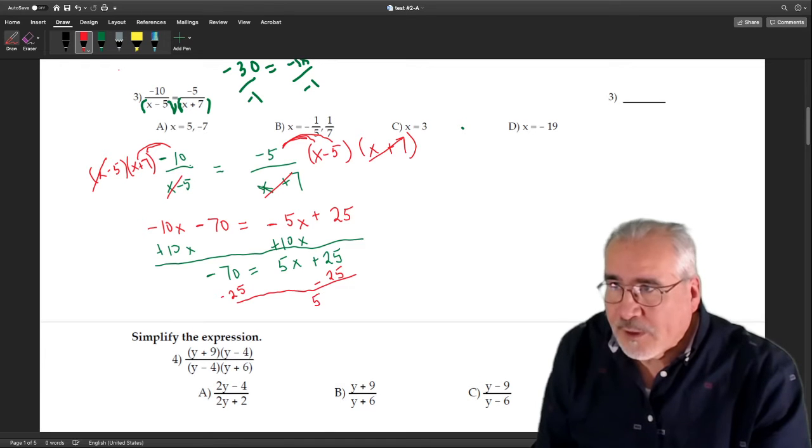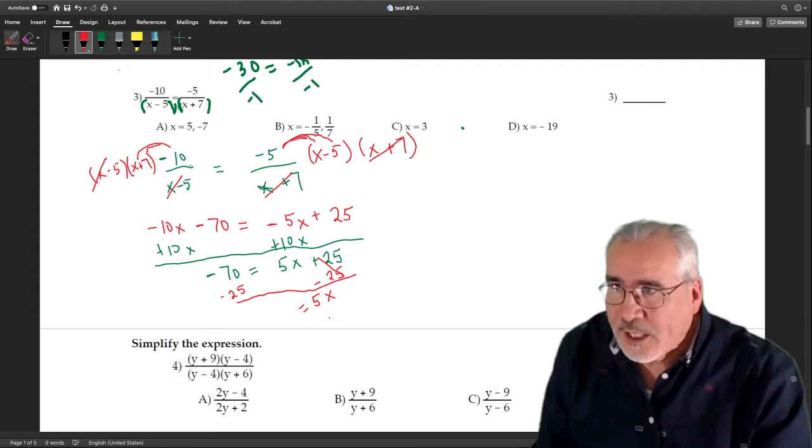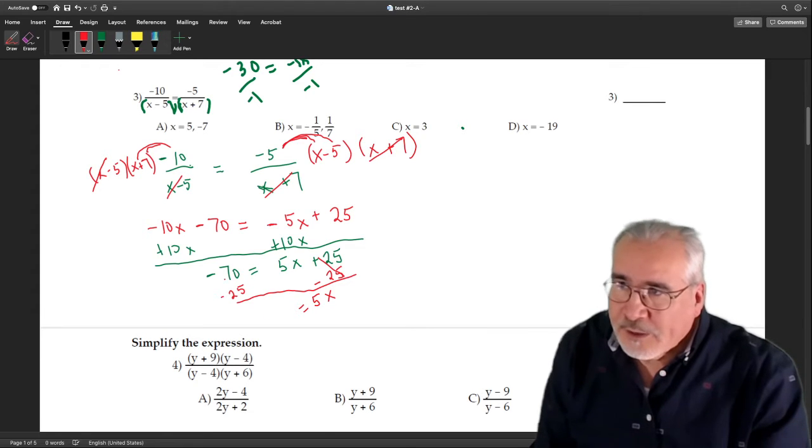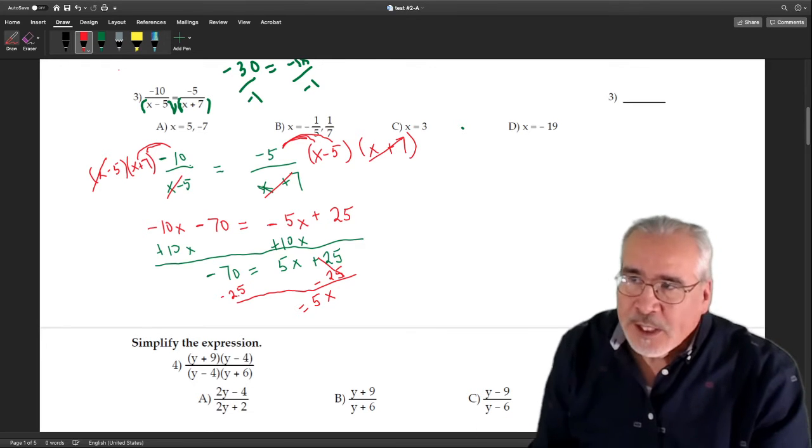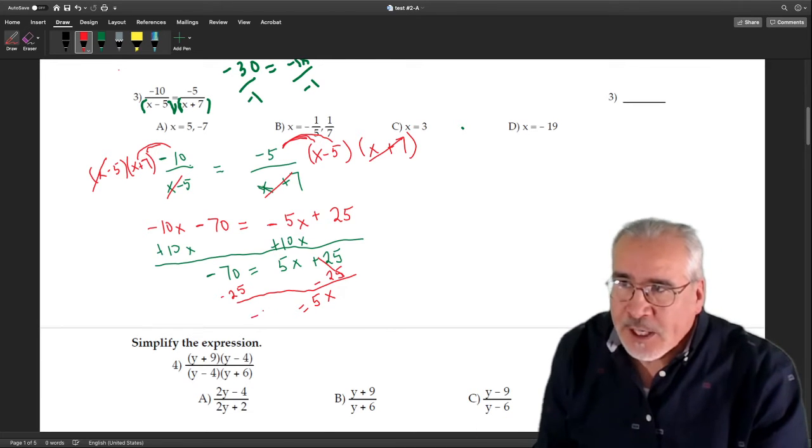So that gives us 5x on the right side. Right, these are going to cancel. And on the left side, negative 70, negative 25, both are the same sign, so we add them. That's going to give us negative 95.